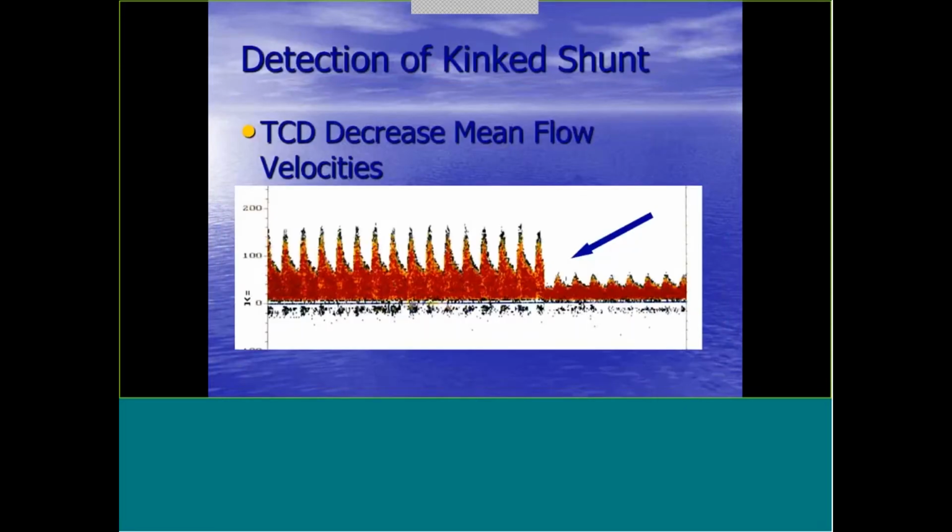Okay, so how do you detect a kinked shunt? Well, during the operation, you had good flow, and now all of a sudden you lose it again. You've got to tell the surgeon, my flows went from 60, now I'm down to 20. And the surgeon will say, well, okay, hold on, and then they'll move the shunt a little bit and say, is that better? And you can say yes or no. So you're going to have a decrease in mean flow velocities when you've got a kinked shunt.